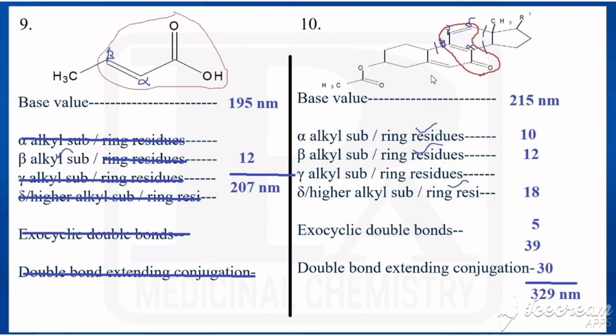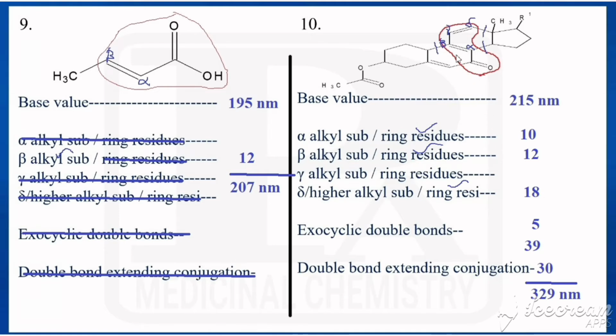Now we'll see the next one. So for this one, this would be the parent. So here, what is the base value? Here the ketone is present in a 6-membered ring. So a 6-membered cyclic alpha beta unsaturated ketone, the value would be 215 nanometers. Now it is not having alkyl substituents. It is having only ring residues. So here one ring residue, here one ring residue, here one ring residue. What are the ring residues? For alpha, one ring residue. For beta, one ring residue. For delta, one ring residue. So for one alpha ring residue, the value would be 10. For one beta ring residue, the value would be 12. And for one delta ring residue, the value would be 18.